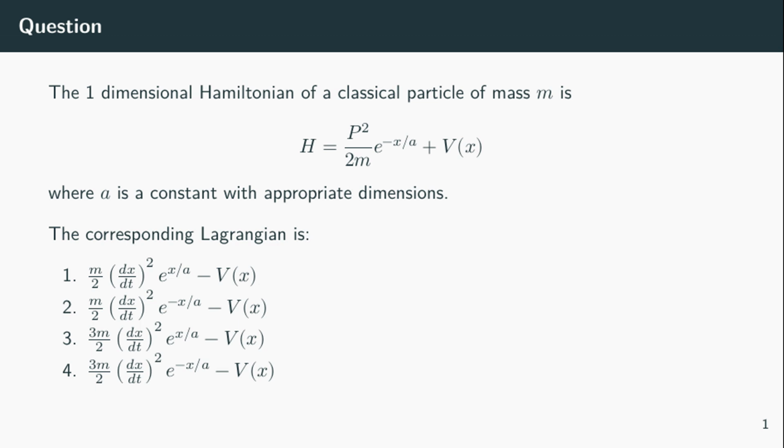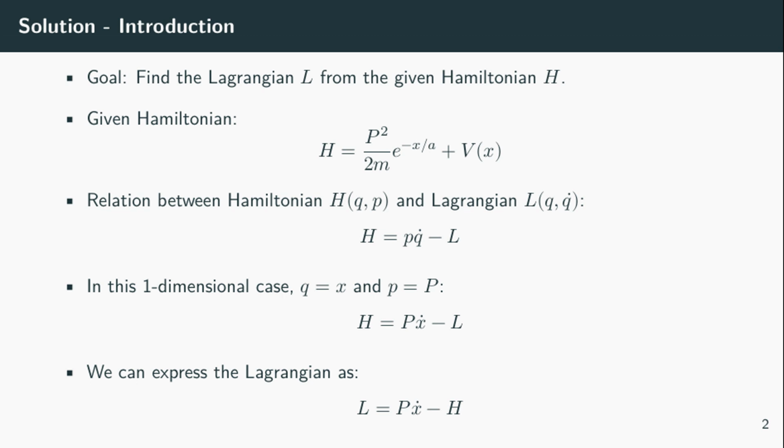The task is to find the corresponding Lagrangian, and we're given 4 possible options. So we need to figure out which one of these is the correct Lagrangian corresponding to our given Hamiltonian. Let's dive into the solution. Our goal is to find the Lagrangian L starting from the given Hamiltonian H. We are given the Hamiltonian H equals p squared over 2m times e to the power of minus x over a plus V of x.